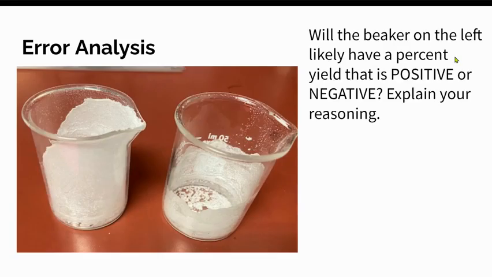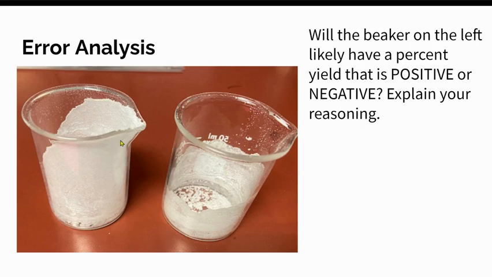Will the beaker on the left over here have a percent yield that's positive or negative? The beauty of this lab is that when we look at our beakers at the end of our experiment, we can usually very visibly see the errors that occurred and predict accurately how they'll affect our data and our calculated values.